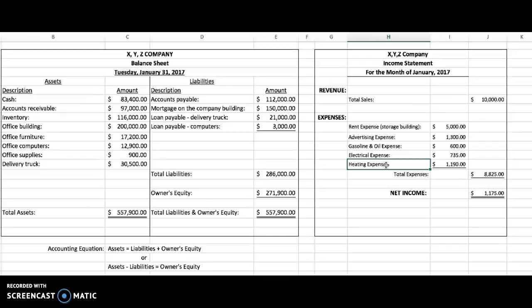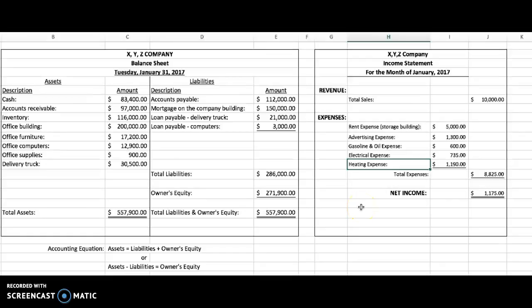And if you think about it, we don't own these things. If we wanted to, back on the balance sheet, we have that delivery truck. We could probably sell that if we wanted to. It is an asset, and we could sell it and make some money on that. But we can't very well sell the gasoline and the oil. That's just an expense of keeping the truck running. We can't sell the electricity that we use. We can't sell the heat that we use. This is just a cost of doing business.